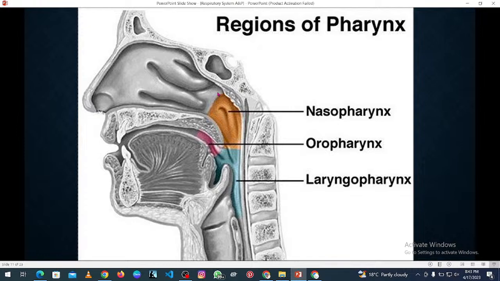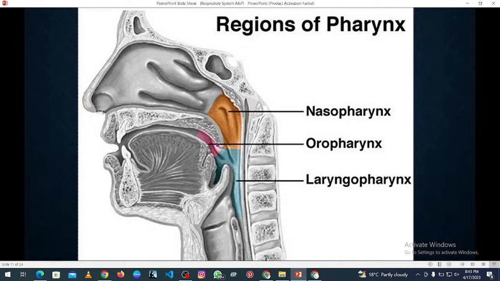Let me start with nasopharynx. The nasopharynx is posterior, behind the nasal cavity. Naso here simply means nasal. So it is posterior, behind the nasal cavity. That's why it's called the nasopharynx. Pharynx simply means the throat. So this one is just the throat that is behind the nasal cavity.